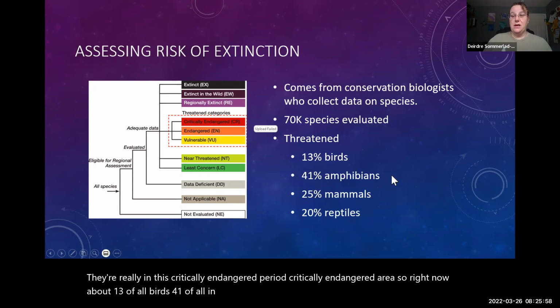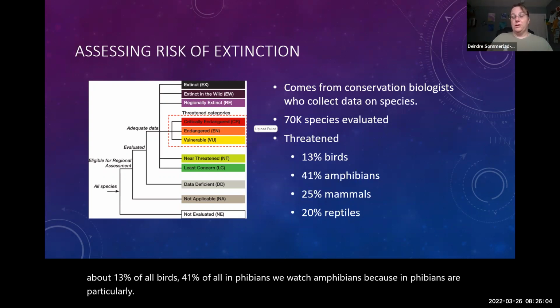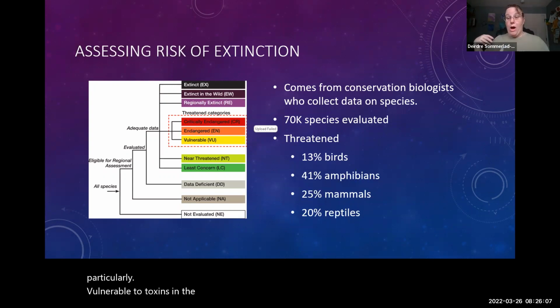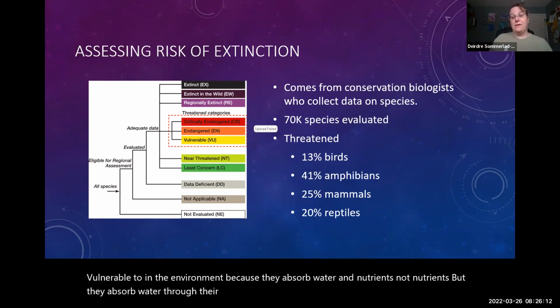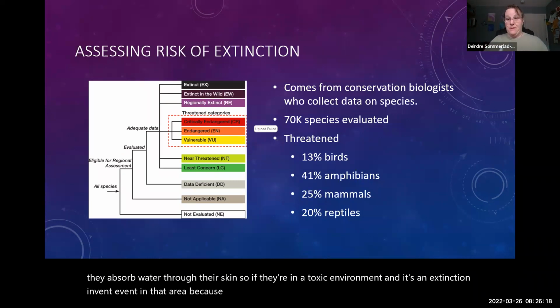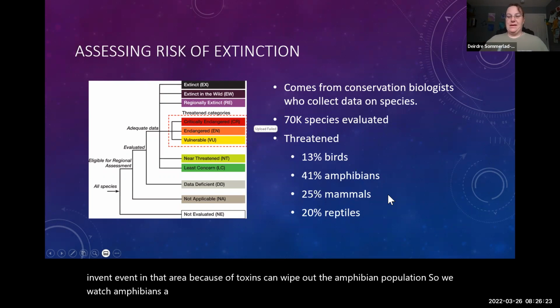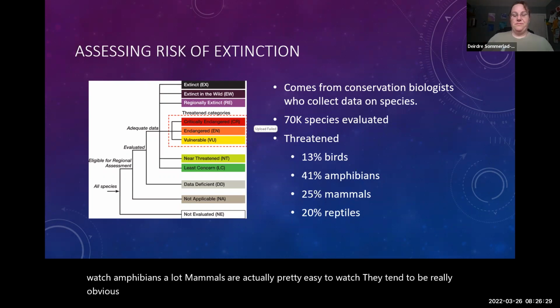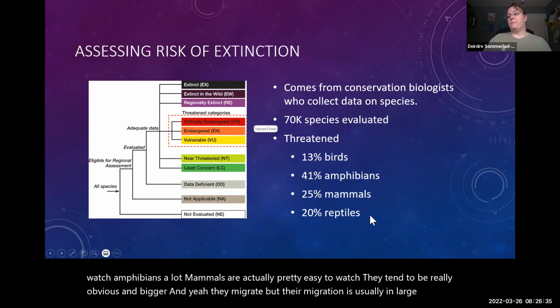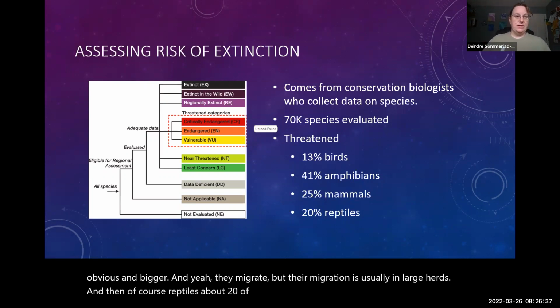We watch amphibians because amphibians are particularly vulnerable to toxins in the environment because they absorb water through their skin. So if they're in a toxic environment, an extinction event in that area because of toxins can wipe out the amphibian population. So we watch amphibians a lot. Mammals are actually pretty easy to watch. They tend to be really obvious and bigger, and yeah, they migrate, but their migration is usually in large herds. And then of course, reptiles, about 20% of all reptile species are endangered as well.